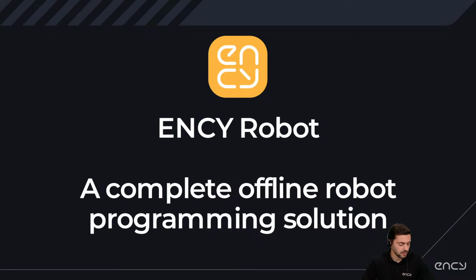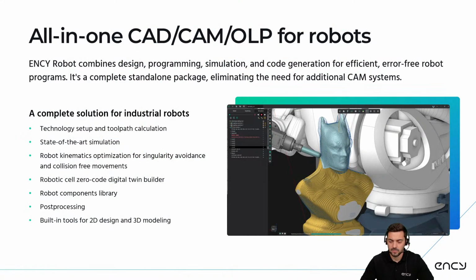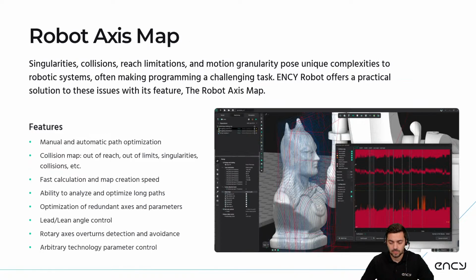Second product I would like to mention today is ENCY Robot. It's a complete offline robot programming solution. So it's a CAD/CAM software focused on offline robot programming. Maybe some of you are already familiar.